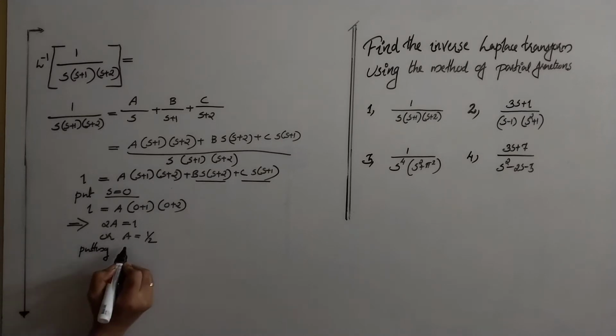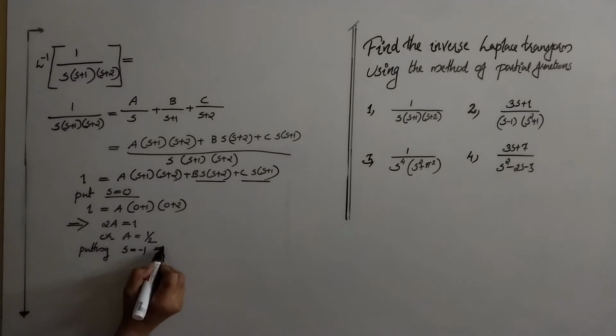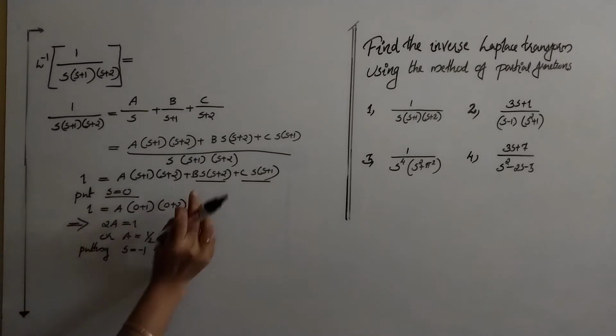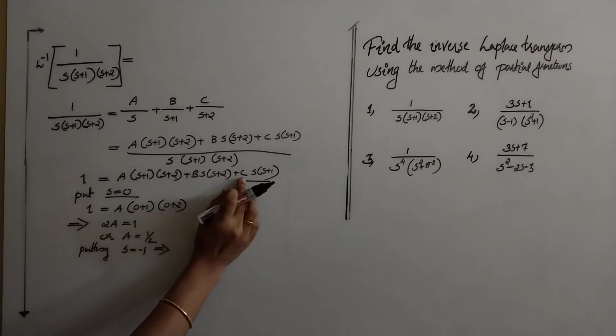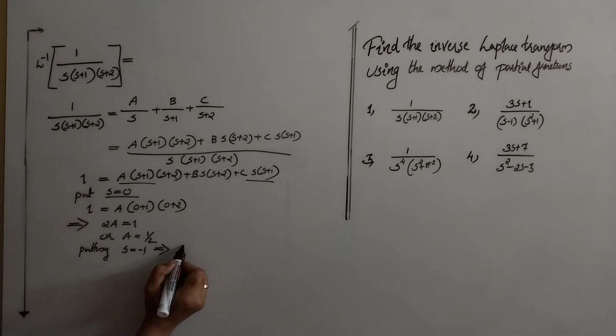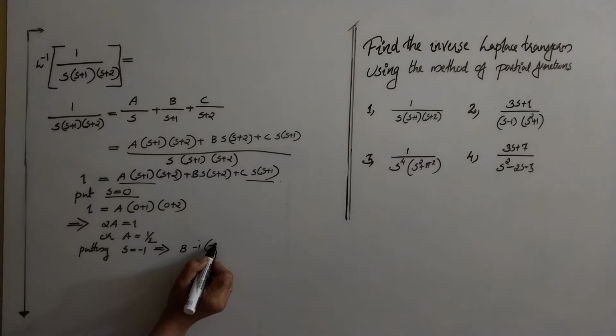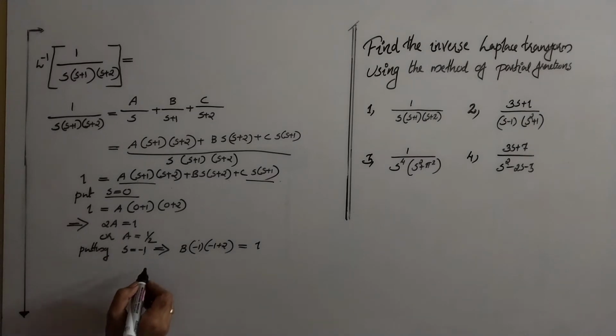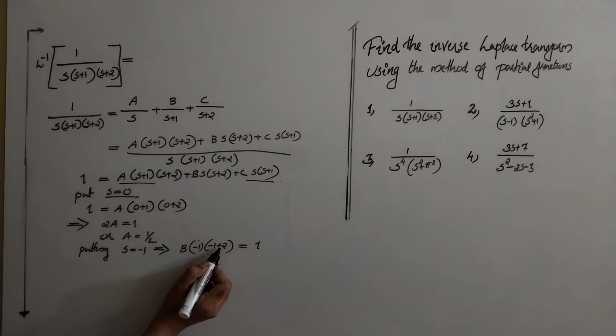Now putting s is equal to minus 1. If s is equal to minus 1, this term becomes 0 and this term also becomes 0. So remaining is b into minus 1 into minus 1 plus 2 is equal to 1. This implies minus 1 plus 2 is plus 1. So minus b is equal to 1 or b is equal to minus 1.